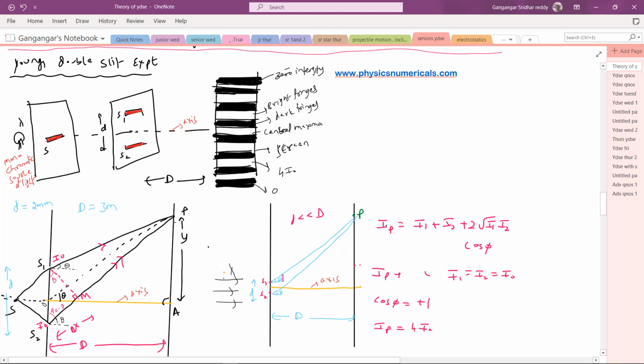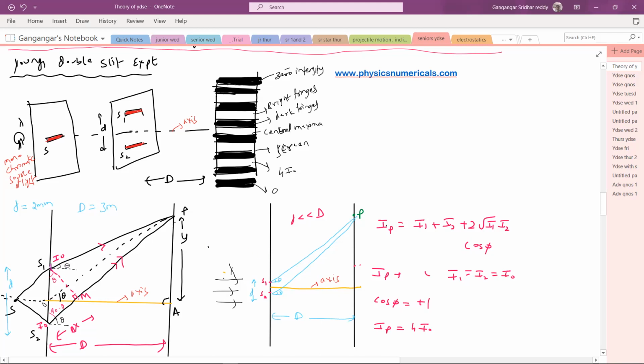Any reason, sir, why the two lines will make the same angle? Because small d is very much less than capital D. Look at it once again, I'm highlighting. This d will be very much less than capital D because of this condition. Try to look at this part. Almost in all YDSE setups, the conditions will be like this.